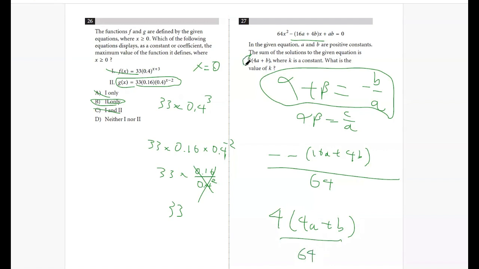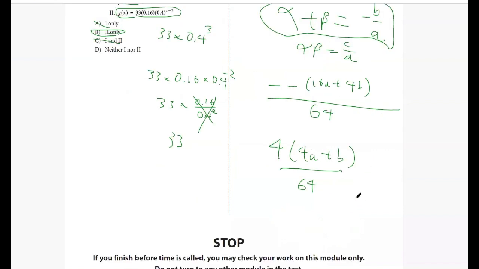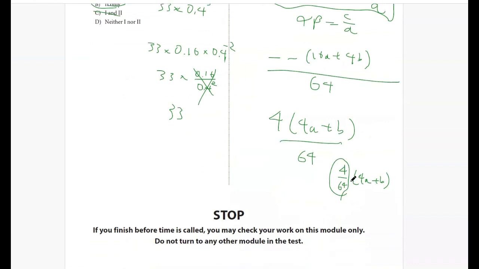We're looking for the K, right? So 4A plus B, I can put it aside here and say 4 over 64. This is what we're looking for. Don't forget to simplify this. If you simplify this, it becomes 1 over 16. So 1 over 16 is the correct answer.